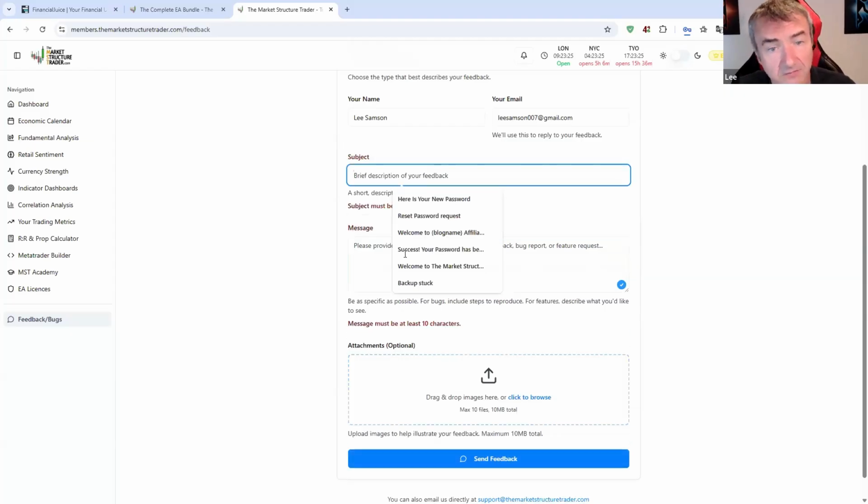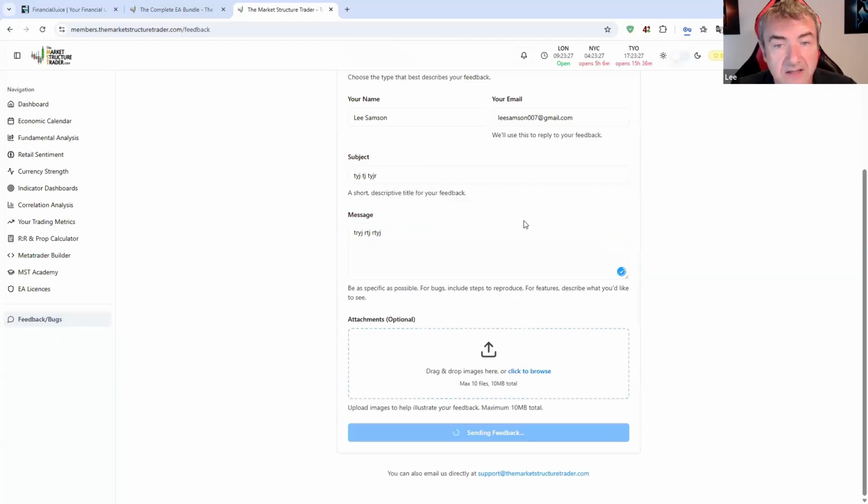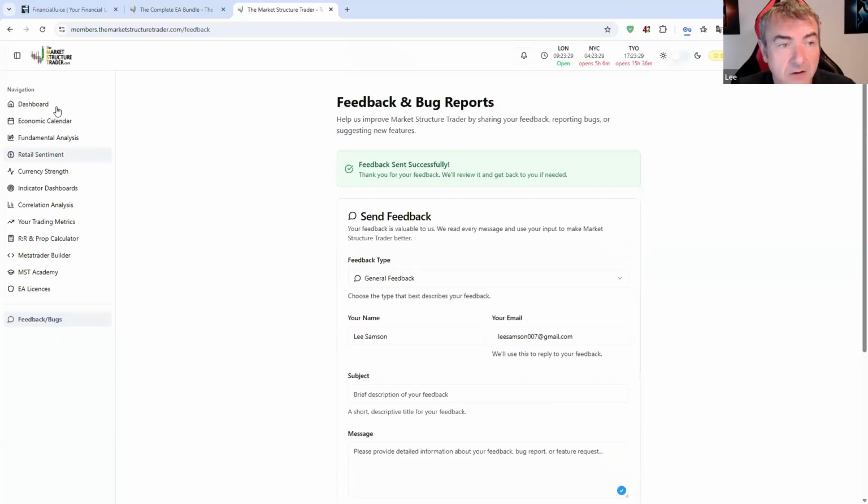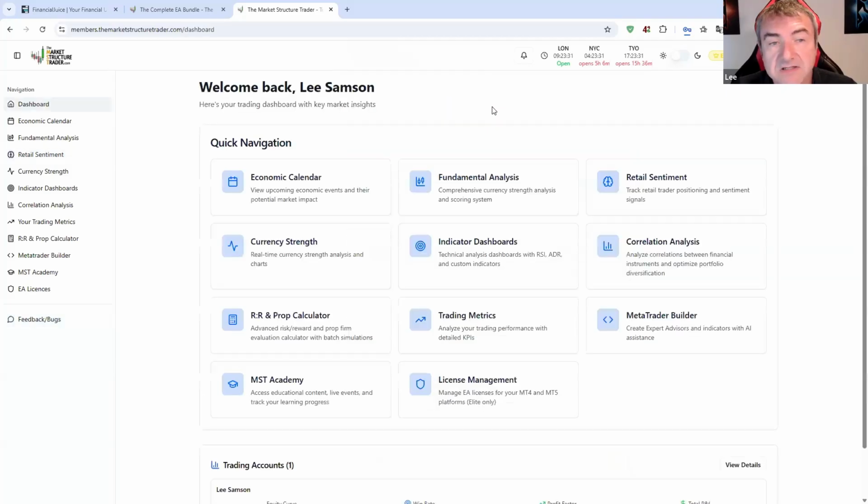Obviously you've got to fill it out first, but it will say, thank you very much, we've got your email. Okay, so very simple. So that's the dashboard overview. That's everything that the current release has, which is September 2025.